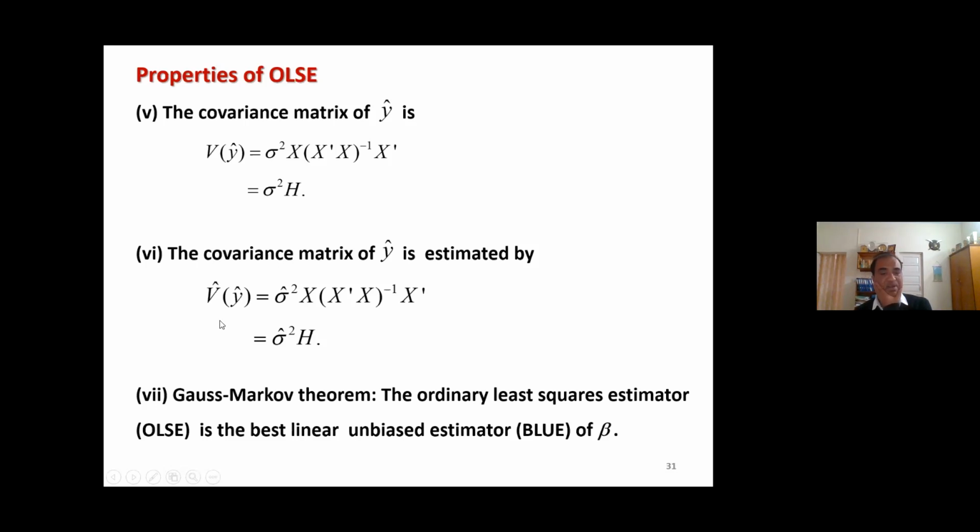So if you want to estimate it, you can find out the sigma square hat, and then replace it here, and it will give you the estimated covariance matrix. And then, in the seventh point, I am writing here the result just for your information: the ordinary least square estimator of the parameter vector, which you have used here, is the best linear unbiased estimator of the parameter vector beta. So in simple language, I can say that it is going to give you a very good value.